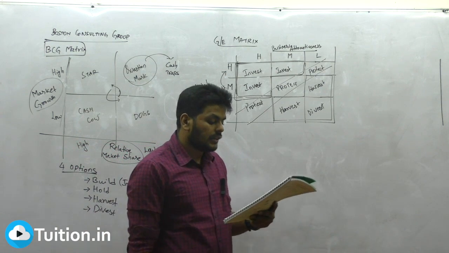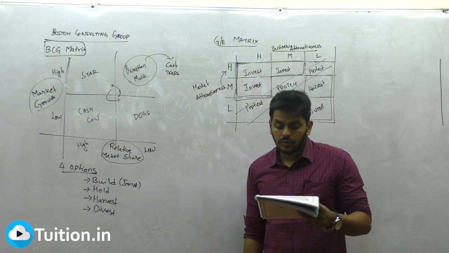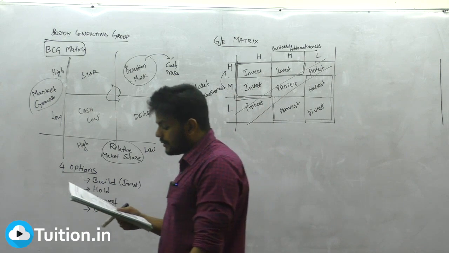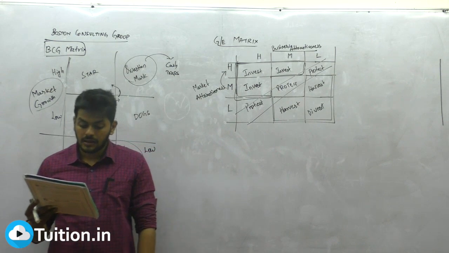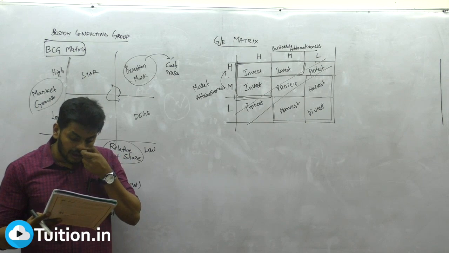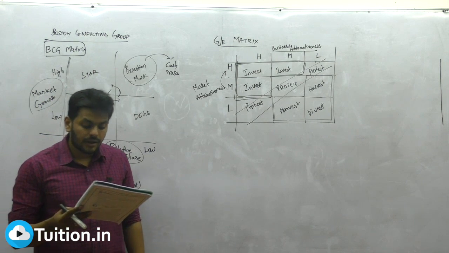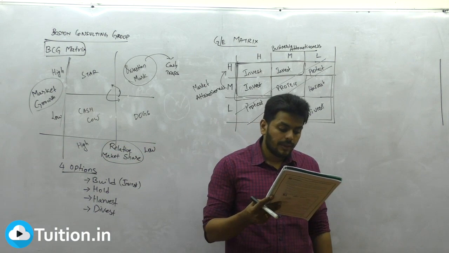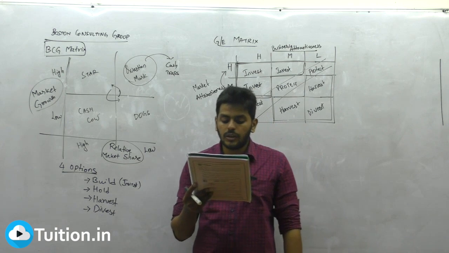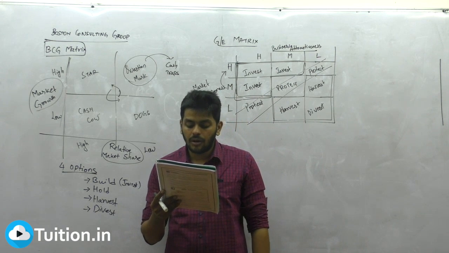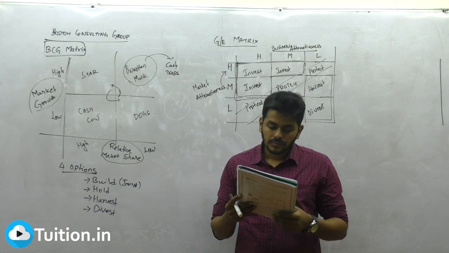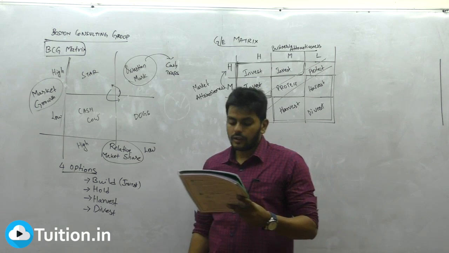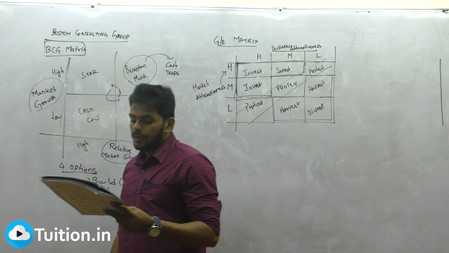Okay? Then each SBU is rated with respect to all criteria. Finally, overall ratings for both factors are calculated for each SBU. Based on these ratings, each SBU is labeled as high, medium or low with respect to A, market attractiveness and B, business position.